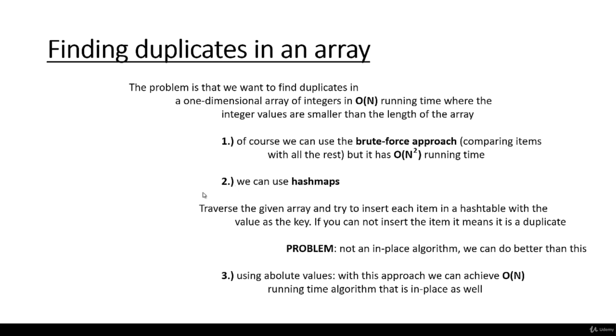So we just have to traverse the given array, consider all the items one by one, and try to insert each item in a hash table with the value as the key. If you cannot insert the item, it means that it is a duplicate. This approach is quite good, but the problem is that it is not an in-place algorithm. We can do better than this.